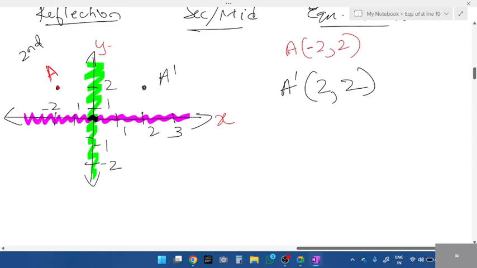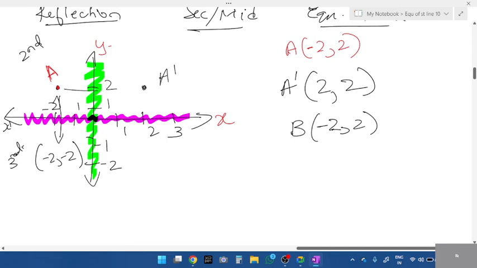Next, think it reflects in the x-axis. The pink one is the mirror. Where will the object fall, students? Which quadrant? If the pink one is the mirror, the object will fall in which quadrant? It should fall in the third quadrant. In the third quadrant, what are the values? Both are negative. Okay, I'll take it as B, -2, -2. Did the value change? Respond. Did the value change? No, right? The numbers did not change. Only the signs had changed.